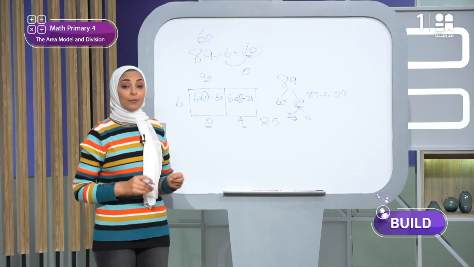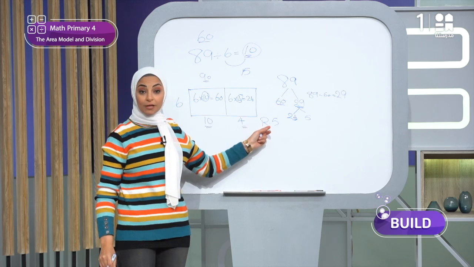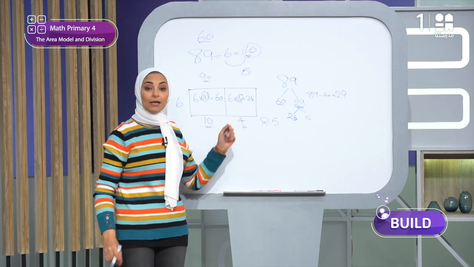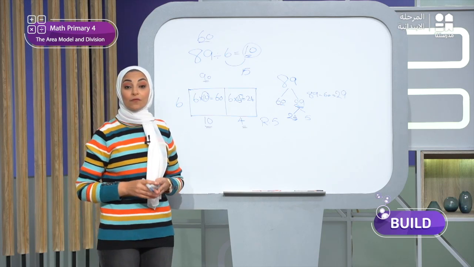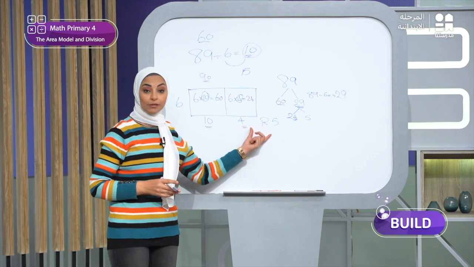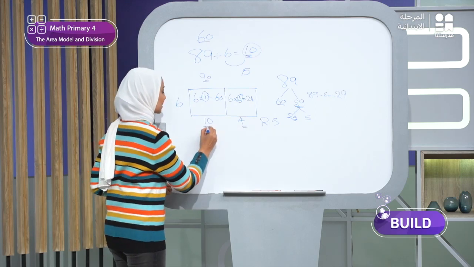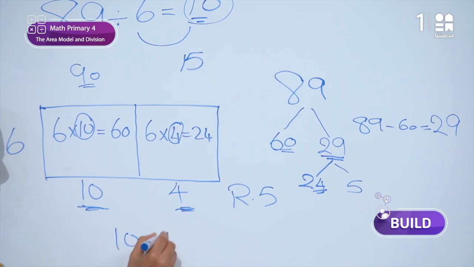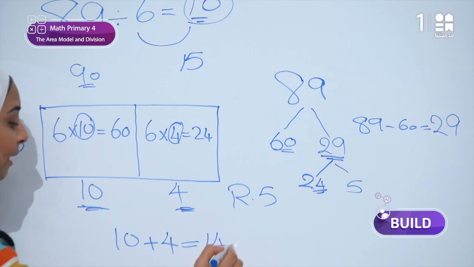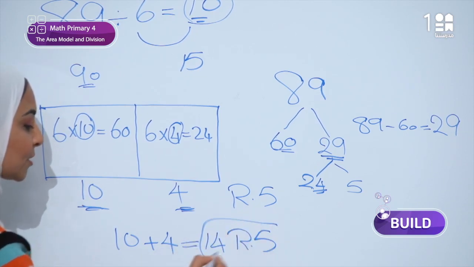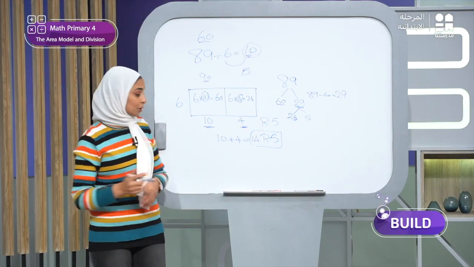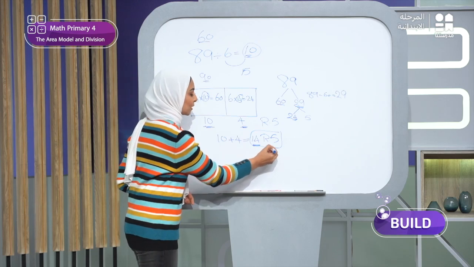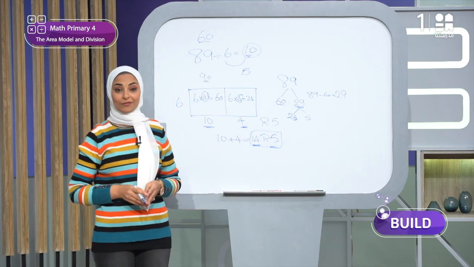Okay, make sure that the remainder must be less than the divisor. Okay, so 5 less than 6, which is the divisor. So the answer of this problem is what? The answer of this problem, I will add these parts or these numbers. The answer will be 10 plus 4, right? 10 plus 4 equals what? 14 only. Take care equals 14 and I have remainder 5. So the answer is 14 and remainder 5. So each class will take 14 books. كل class هياخد 14 books وهيبقى عندي remainder 5 books left.